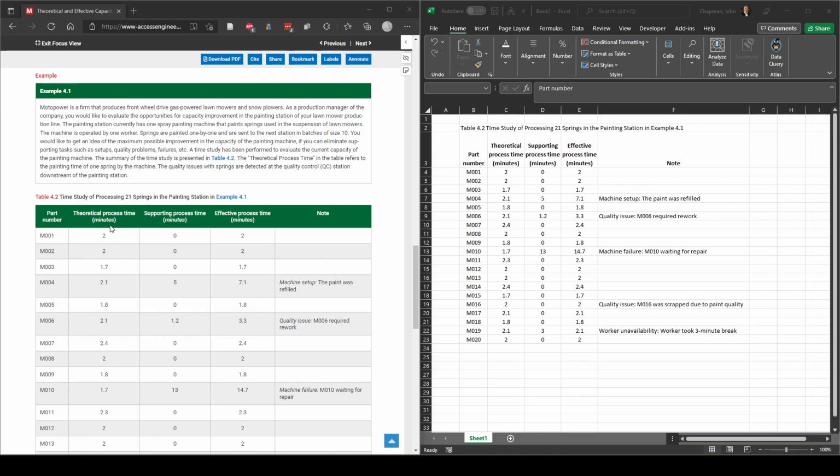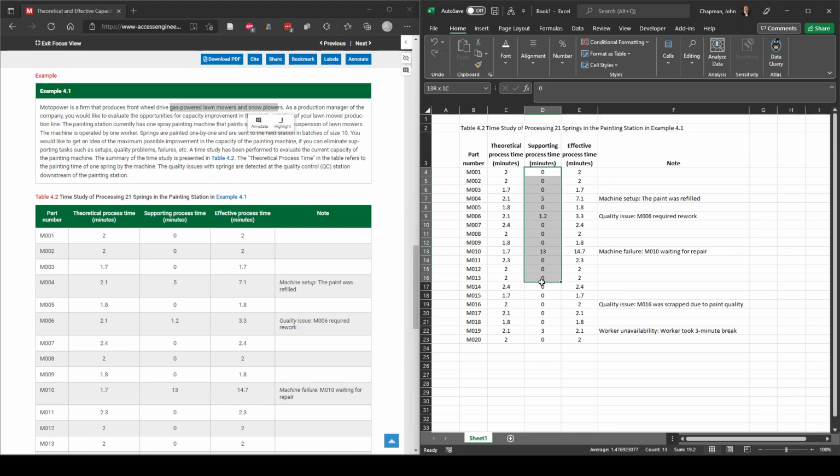I've copied this table into the Excel on the right. And here is a list of 20 part numbers. These are springs that go into gas-powered lawnmowers and snowplowers. This is the time study that was done. The first column of data here in column C is theoretical process time.